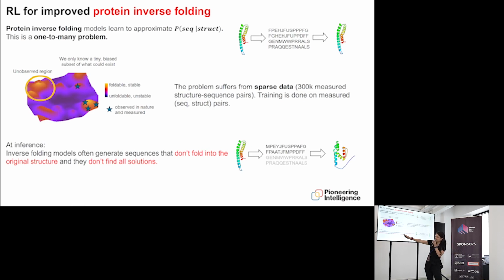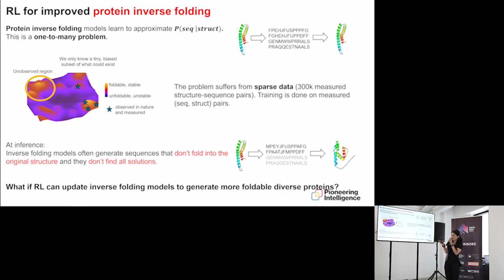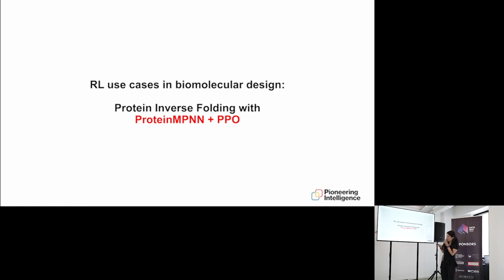So what happens if we then train inverse folding? In practice, at inference of running these models, you often generate sequences that do not fold into the original structure perfectly. And also, you don't find all of the solutions. So the question here is, what if RL can update inverse folding models to generate more foldable, diverse proteins? Let's take a look at the first approach.